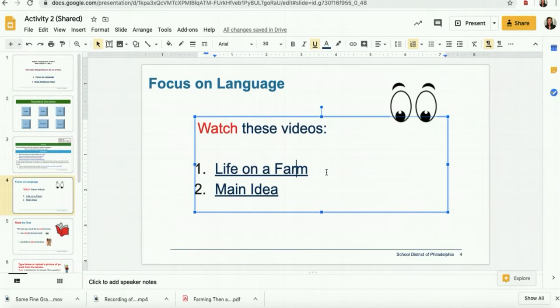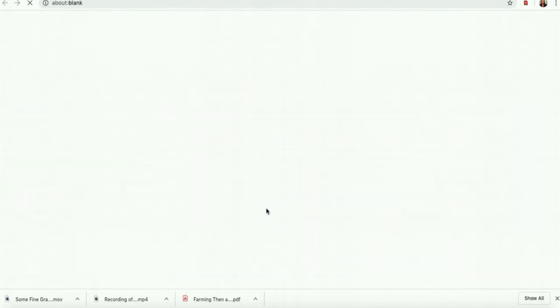That video showed a little bit of life on the farm and what farmers have to do from sunup to sundown. Now we're going to watch a video on the main idea. So let's go to that.